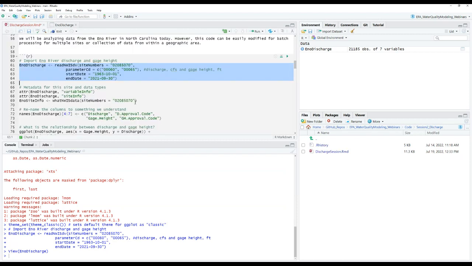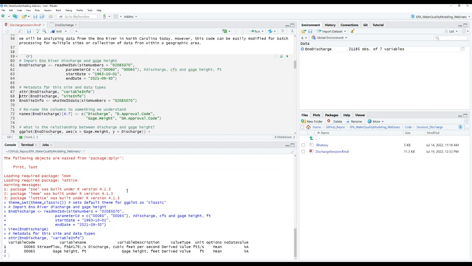So I mentioned we might want to change those names. We'll do that in a moment. But I also just wanted to point out that we can gather some metadata for this site and the data types that have been taken. So we can ask for the attributes of discharge. We can ask for the variable information, and this will spit it out. In the bottom of our screen, we've got specific variables. So we've got streamflow in cubic feet per second. We've got gauge height in feet, and this is a mean daily value. So that's useful information just to make sure that we've got our units correct. We know that it's a mean daily value and so forth.